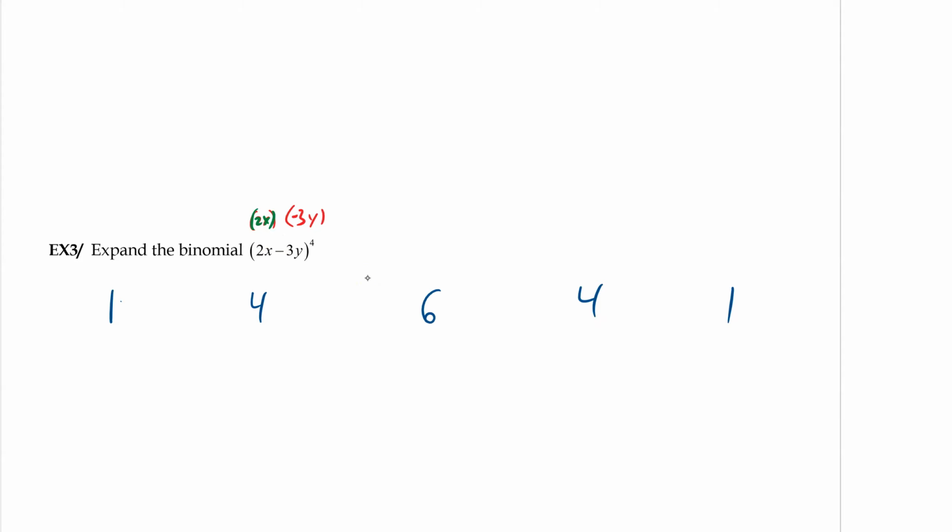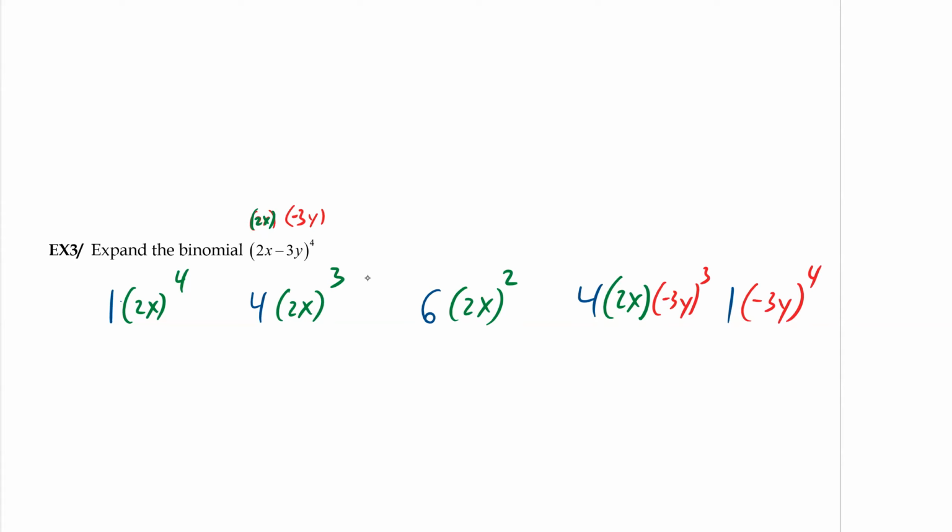That's our 2x. So it would be 2x, 2x, 2x, and again, we start with 4, 3, 2, 1. And then our last term now is negative 3y, and so that would be 4, 3, 2, 1. All right, and we don't put the 1. And so now that we have so much going on here, what we're going to do is expand separate.